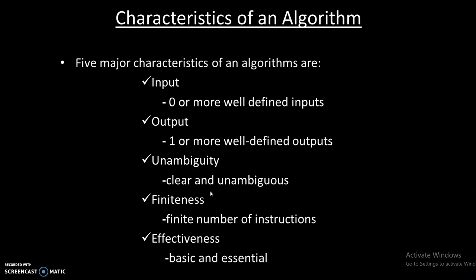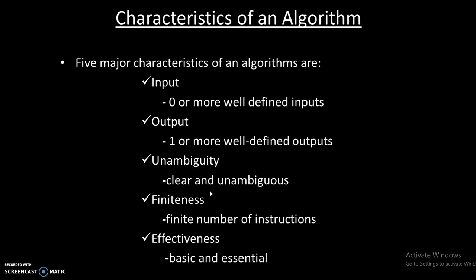Then unambiguity. Here the algorithm should be clear and each of its step and their input output should be clear and must lead to only one meaning only. Note this point, which is very important. Then comes finiteness. Here the algorithm must terminate after the finite number of steps. So for this termination, we can use any of the branching or looping statements.